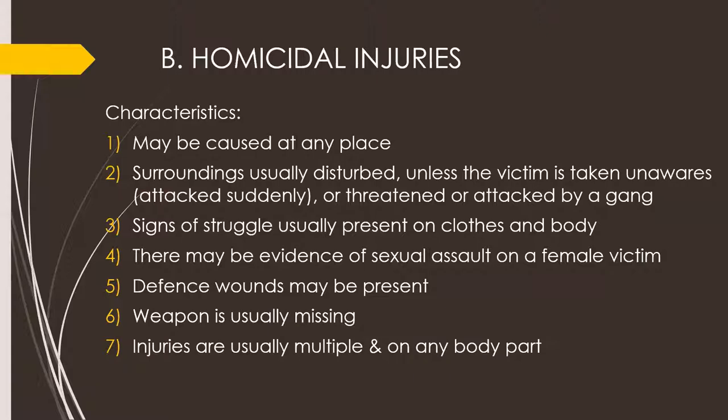Next is about homicidal injuries. The characteristics of homicidal injuries are, it may be caused at any place. The surroundings are usually disturbed, but unless the victim is made aware, or if he is attacked suddenly, the surroundings may not be disturbed. Homicidal injuries occur when they are threatened or attacked by a gang or in a gang war. And the signs of struggle usually will be present on the clothes and body, and there may be evidence of sexual assault on a female victim.